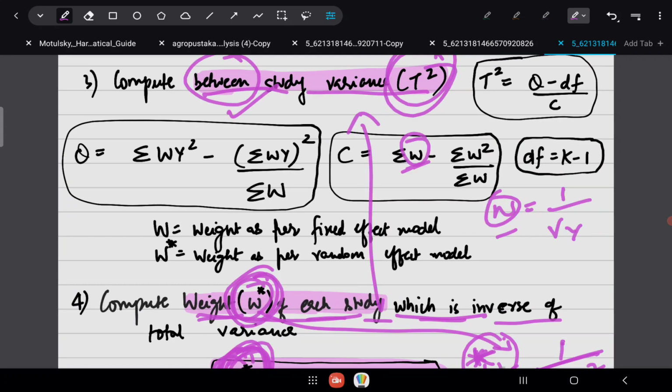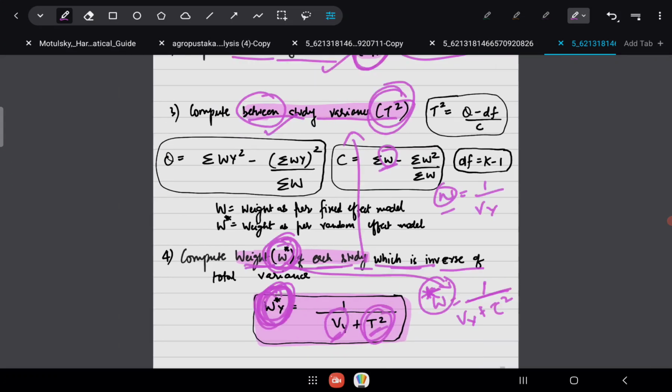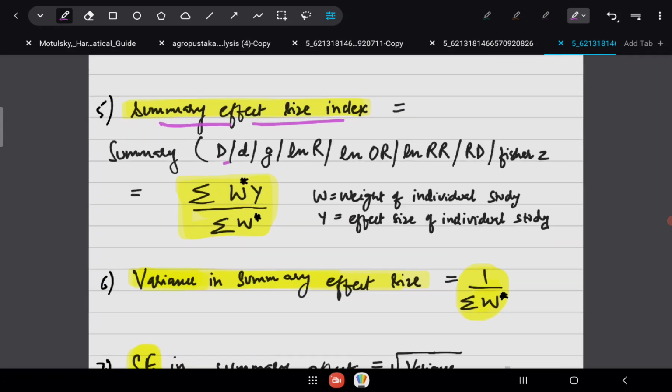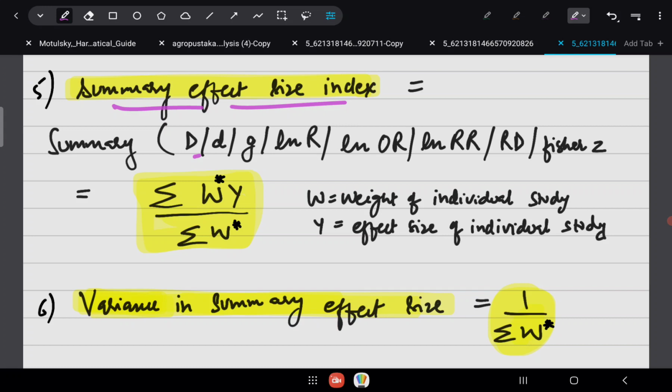So now that you have assigned weights to your individual studies in random effect modeling, you can now go on to calculate the summary effect, which is nothing but the weighted mean of the individual studies. It could be summary raw mean index, summary Cohen's d, Hedges g, summary logarithmic response ratio, summary logarithmic odds ratio, or logarithmic risk ratio, risk difference, summary Fisher z. So it could be anything. The formula will remain same. It will be the summation of the product of the weight of the study and the effect size divided by the summation of the weights of all the studies.